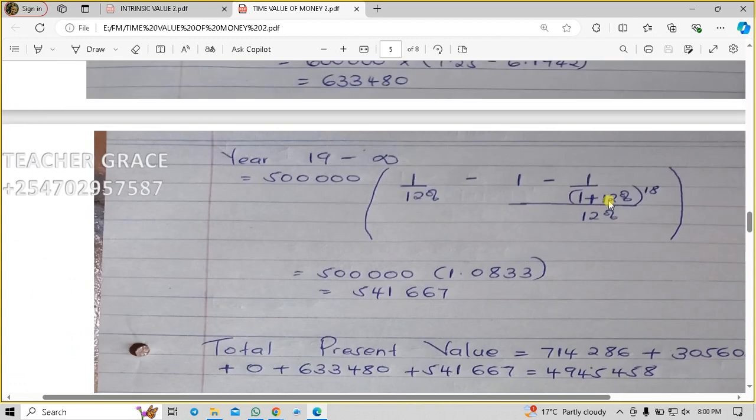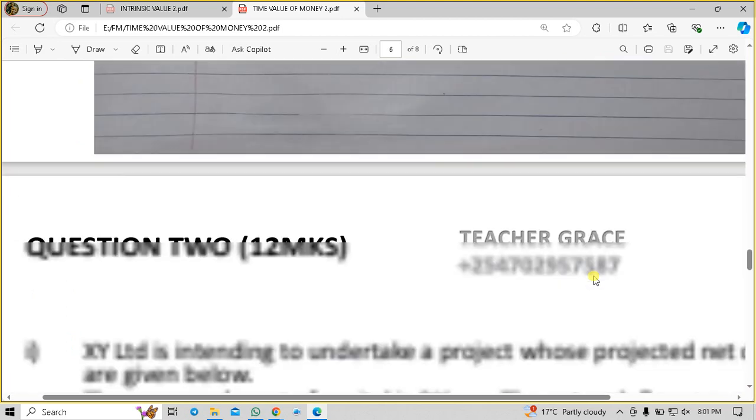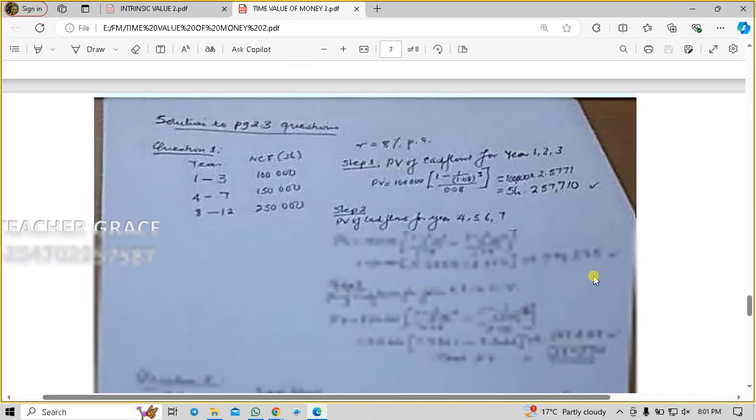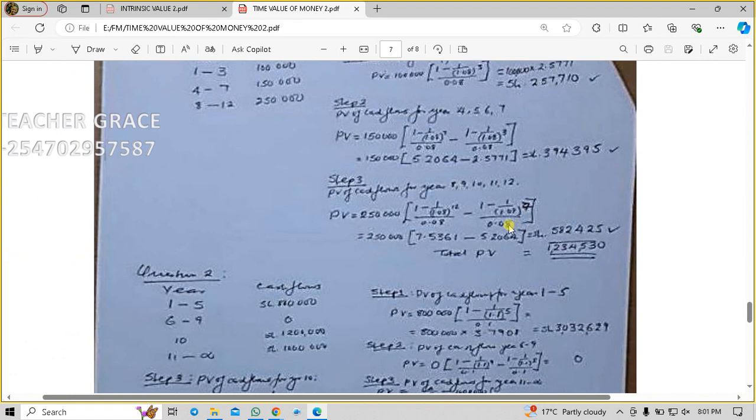So here we were using the rate of 12%. So we were saying 1 plus 12%. But in this other question, we are using 8%. So that's why we are saying 1 plus 8% will give us 1.08. That is how we are getting 1.08. So for 12%, still use the same.